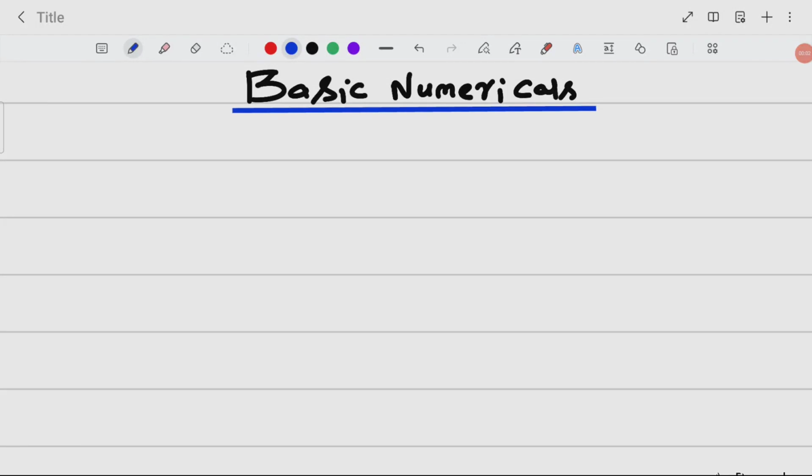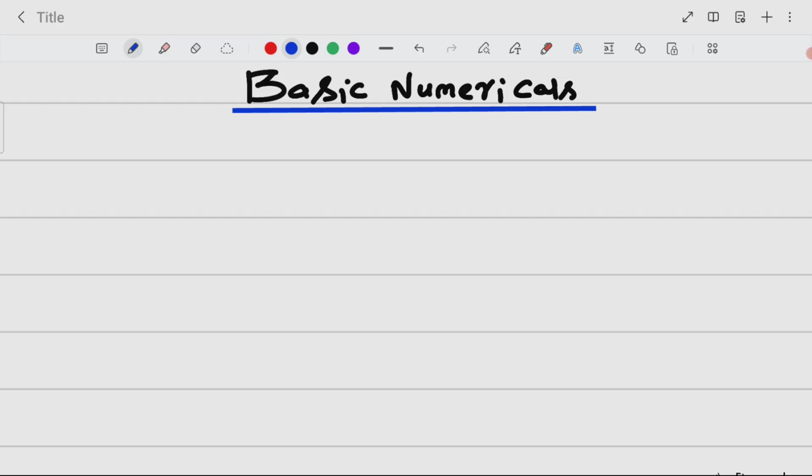JEE asks simple mole concept questions, but students overthink and lose marks. Let's fix that today. In the last lecture, we completed some important basic terms that you should learn before going for numericals. If you did not watch that lecture, go through lecture 1 first, then come to lecture 2. Today we are going to start the mole concept basic numericals, which are most important for upcoming sessions.